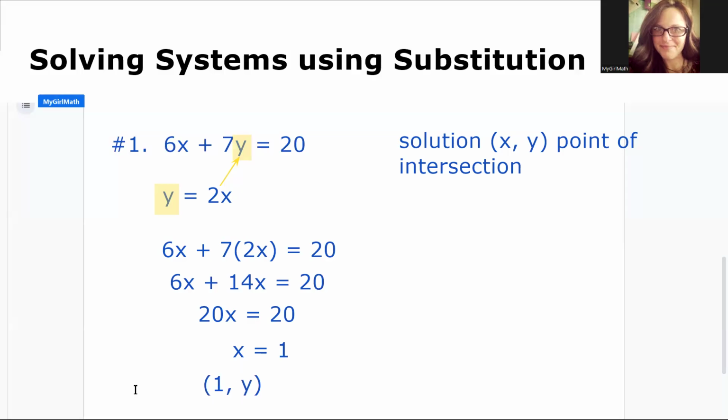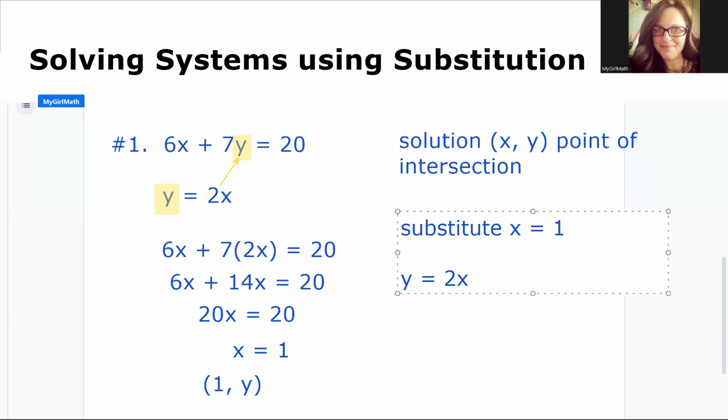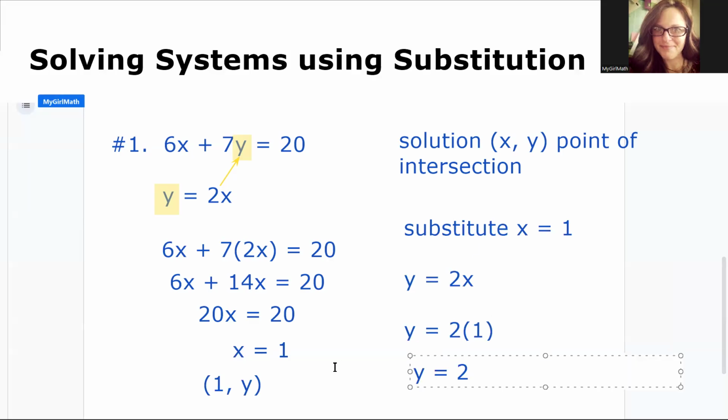We have to substitute x equals 1 back in to either one of the original equations. I'm going to use y equals 2 times x. And I'm going to substitute 1 in for x. And we get our y is 2. The solution, the point of intersection, is (1, 2).